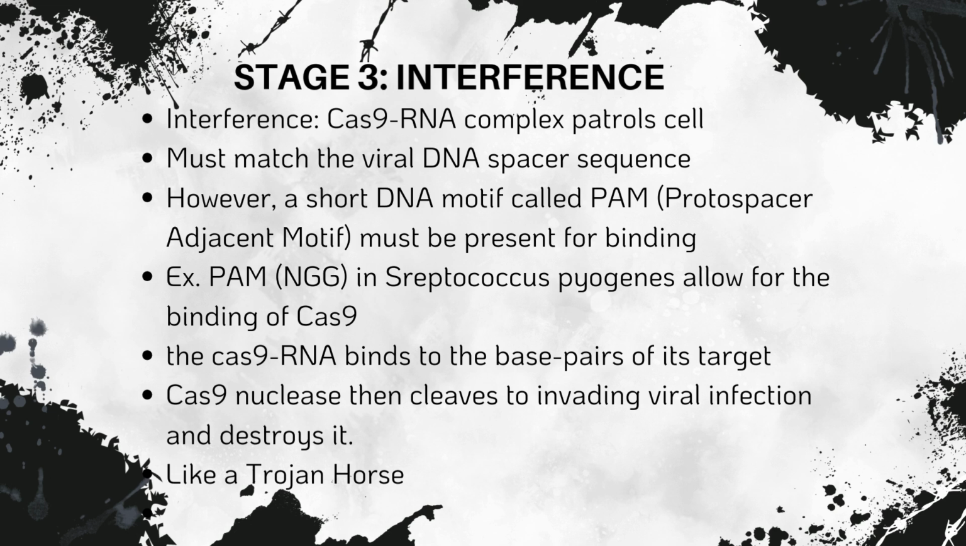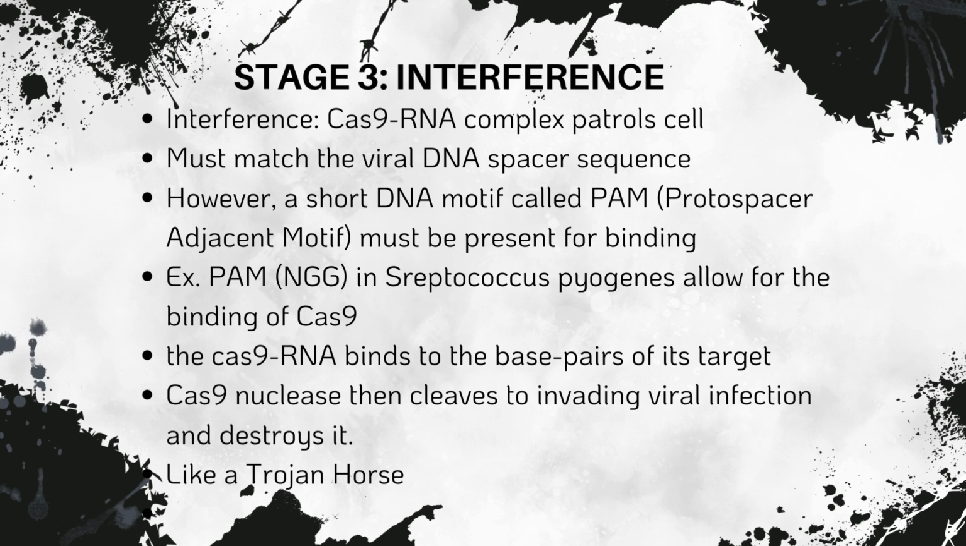Once the Cas9 RNA binds to the base pair of its target, Cas9 nuclease, remember I talked about how that's an enzyme, then cleaves the invading viral infection and destroys it. Think of it as like a Trojan horse. The viral infection does not know that what attached to its PAM receptor is Cas9. So in other words, CRISPR attaches to it, and then once it's attached, it releases Cas9 to destroy it. And how does it do that? Don't forget, because it had previously been infected, and Cas9 had already cut off snippets of it, and it had been stored in its own DNA, the cell recognizes it.